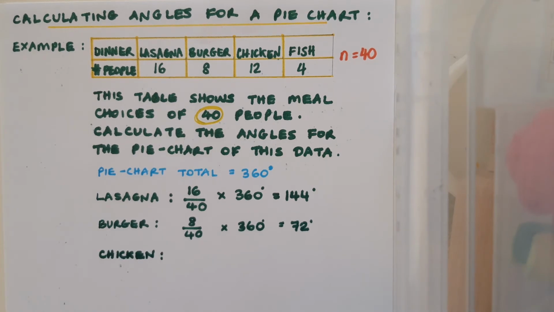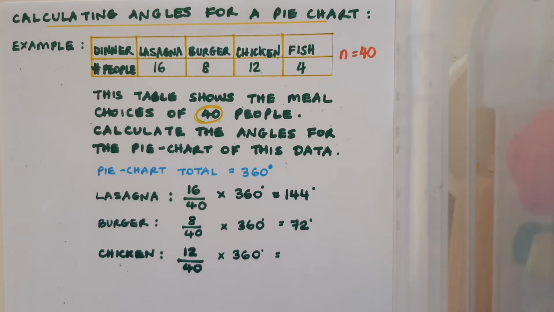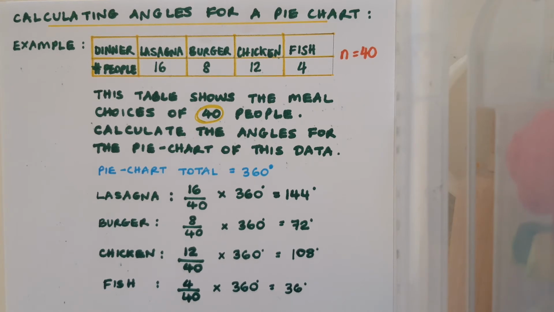Chicken had a value of 12 people. So I put 12 over 40 and times by 360, and I get 108 degrees. Finally for fish, I put 4 over 40 and multiply by 360, and I get 36.